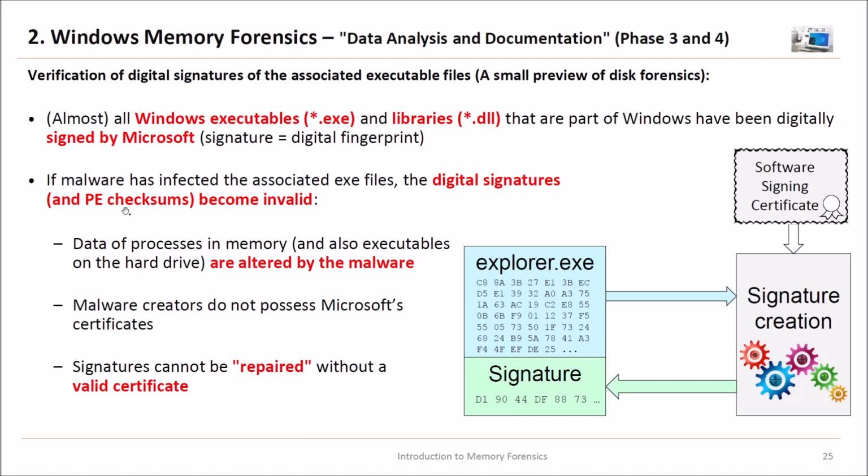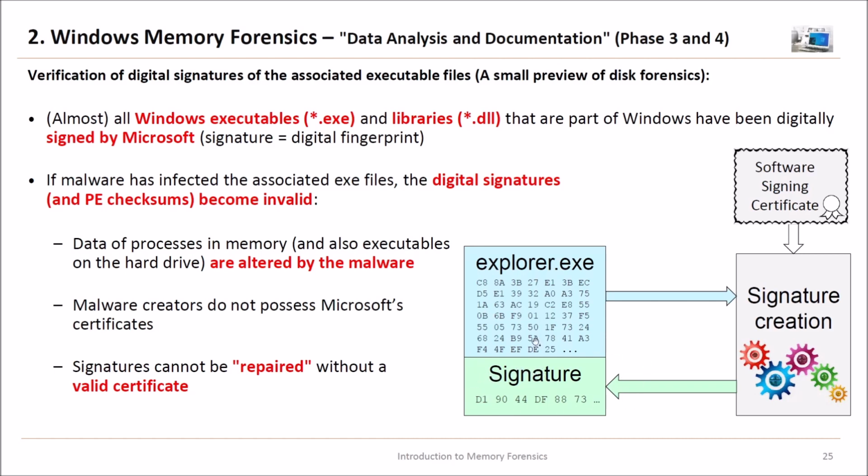So what is a digital signature? Digital signature means that we have a software signing certificate here. Microsoft has, of course, many of these for their products. And they use a signature creation tool to, for instance, sign the Explorer.exe. So they compile the Explorer, they use the binary code, the Explorer.exe file, put it into the signature creation tool together with a software signing certificate. Of course, they have the private key for that certificate. And then they digitally sign the Explorer.exe and add a signature to the exe.